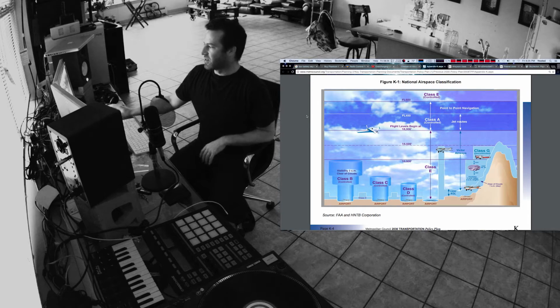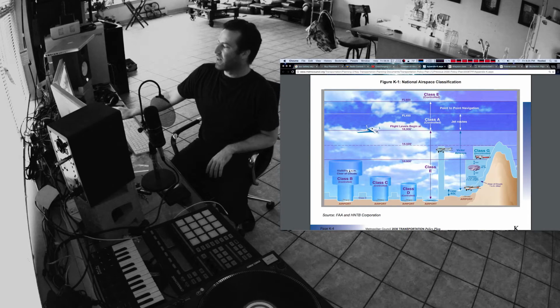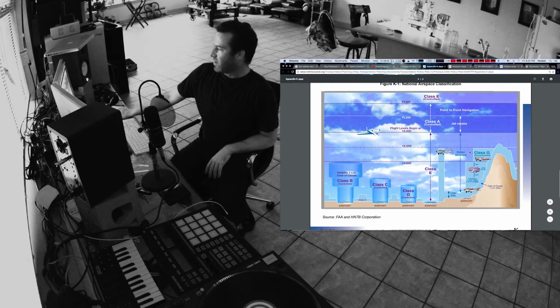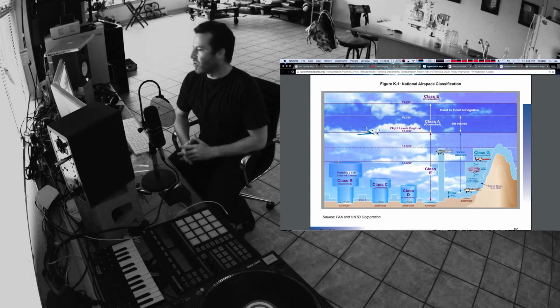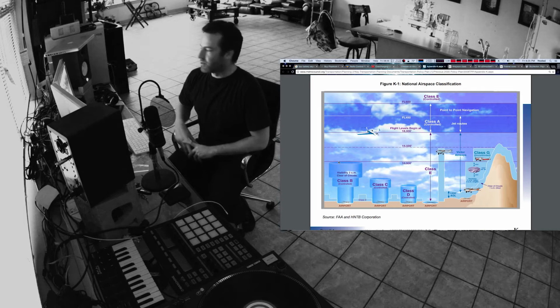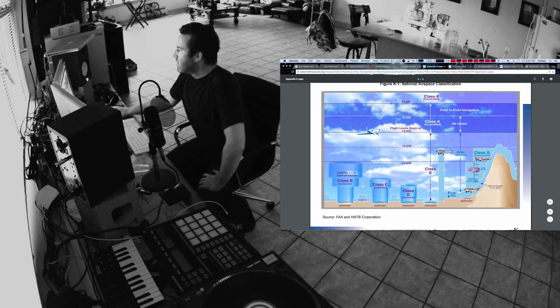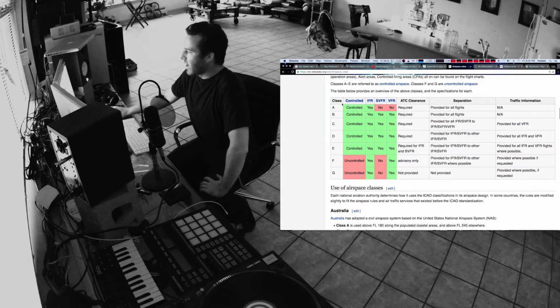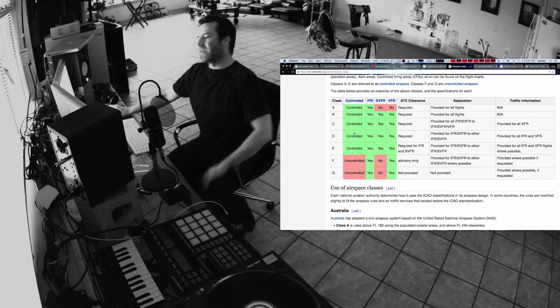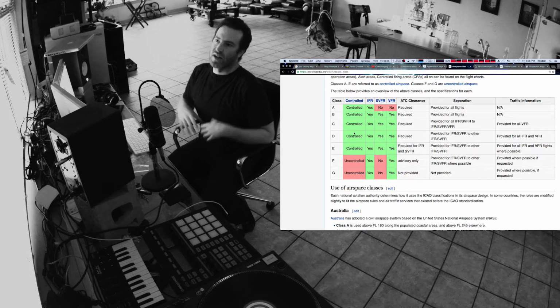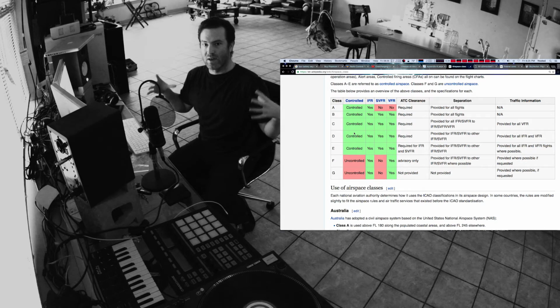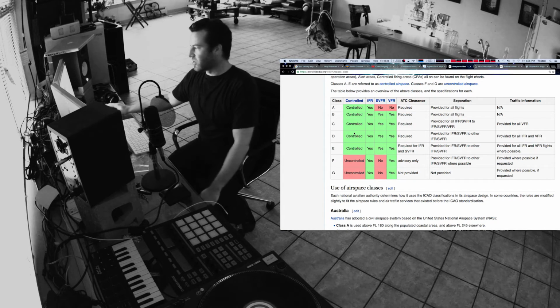But the main concept is that to travel in any of these different controlled airspace classes, so that's anything except for Class G, we need to get permission from air traffic control. So when we're looking at different airspace classes, anything that's controlled just means that you need permission to enter, and the tower needs to know where you are because the tower is mandated in providing separation services.